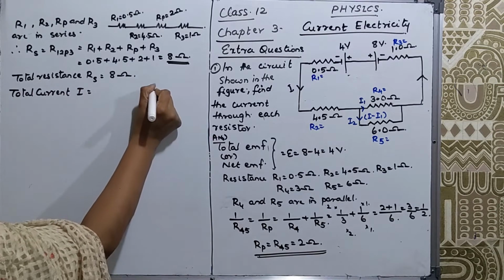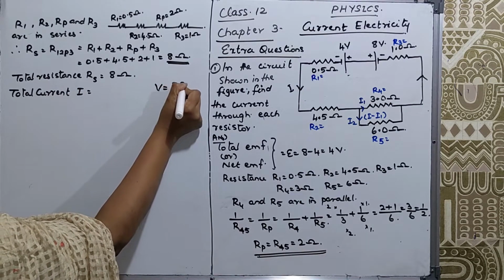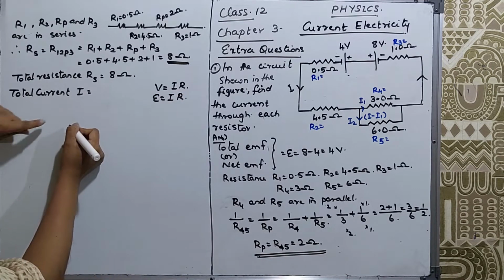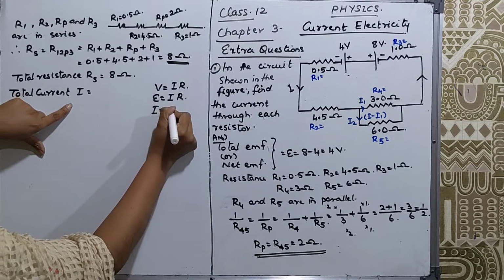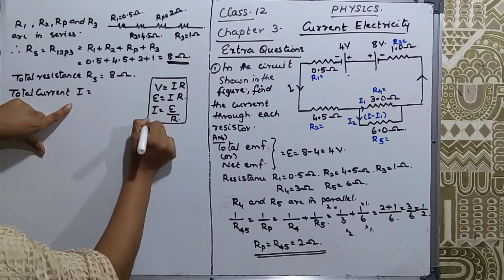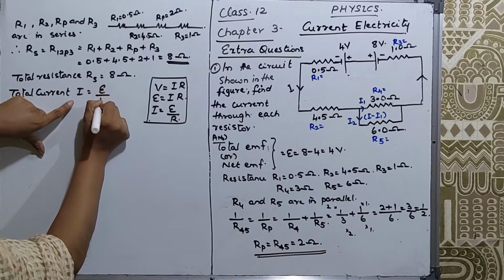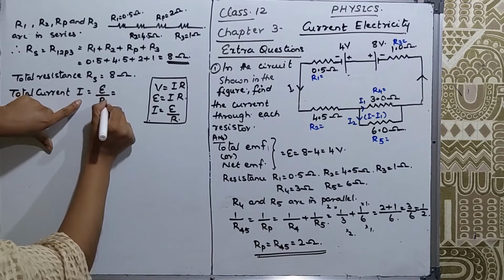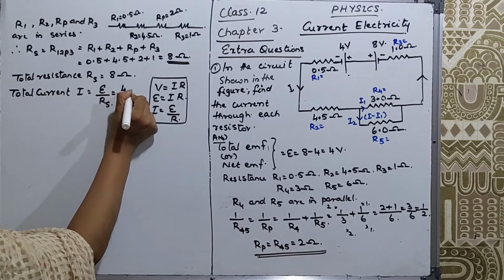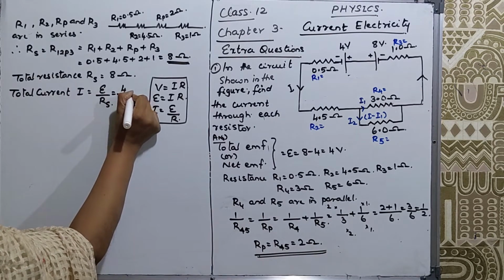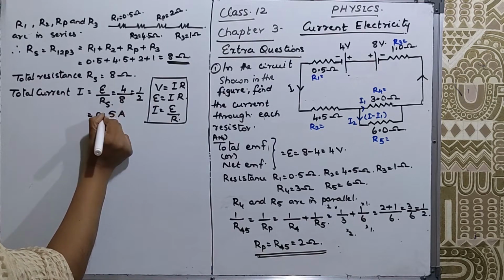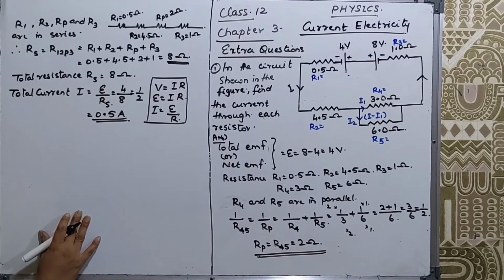You know the formula V equal to IR, or here epsilon equal to I into R. So we'll write that I will be equal to EMF divided by the resistance, so it will be epsilon divided by R series. That is equal to 4 divided by 8, which is equal to 1 by 2, which is 0.5 ampere. This is the total current in the circuit.